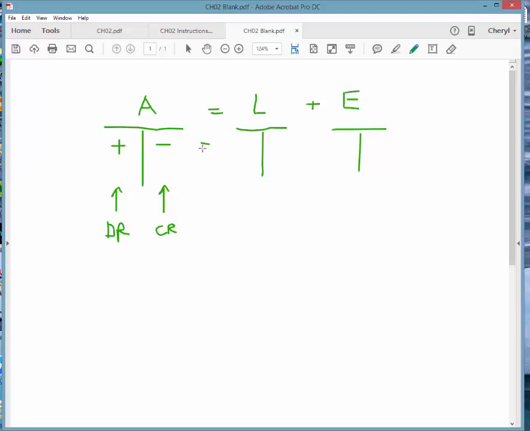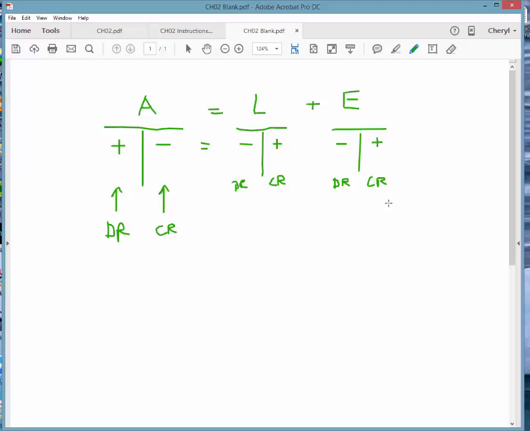Okay, and then because we have our accounting equation, the opposite's going to happen on the other side of the equal sign. So that means that for liabilities, the debit side is going to decrease and the credit side is going to increase. Same thing with equity. The debit side, the left side, is going to decrease equity accounts, and the credit side, the right side, is going to increase.